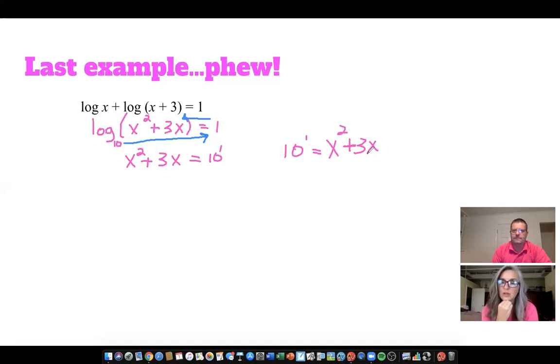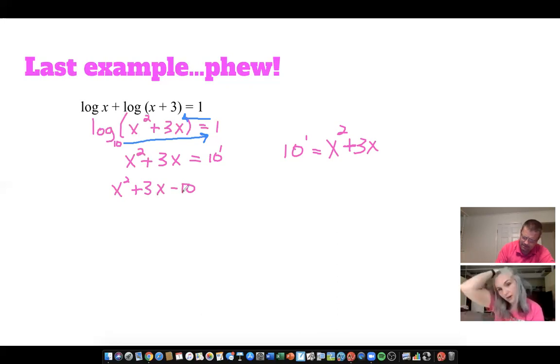Now it's just a quadratic, so let's subtract 10. So x squared plus 3x minus 10. So now we're looking for factors of -10 that add to get 3. Seems like a -5 and a +2 would do it. Seems like a +5 and a -2 would do it.